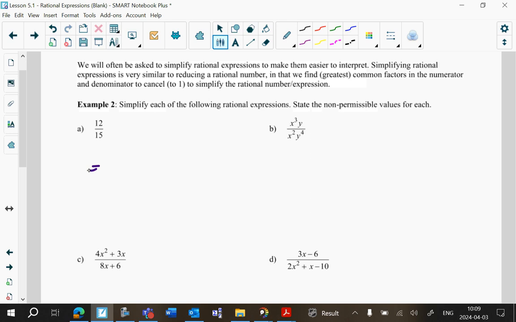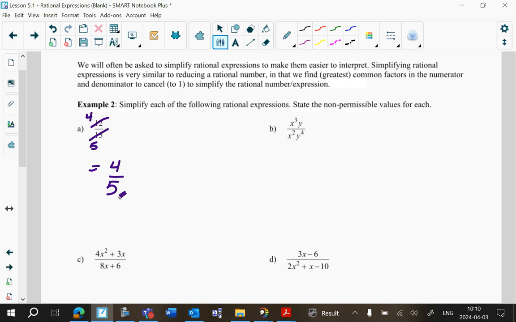So we want to find the GCF, the greatest common factor. Which would be what? 3. So we divide the top and bottom by 3. Okay? Or actually, I'm not going to do it that way, because I'll stay consistent. We're going to divide 12 by 3 to get 4. We're going to divide 15 by 3 to get 5. And our answer is 4/5. Okay?